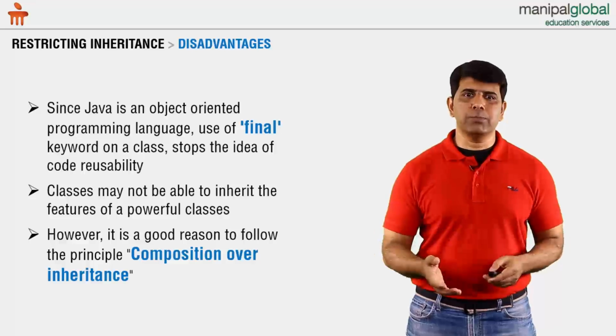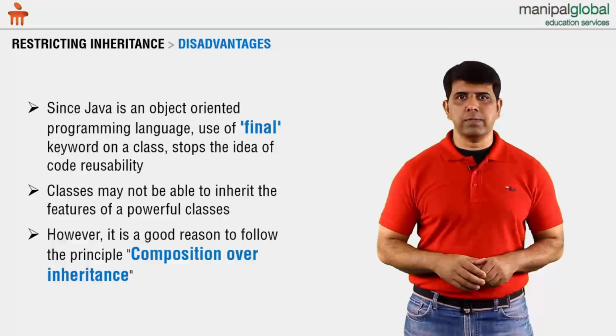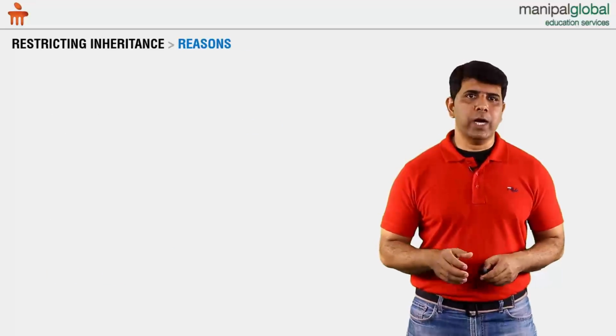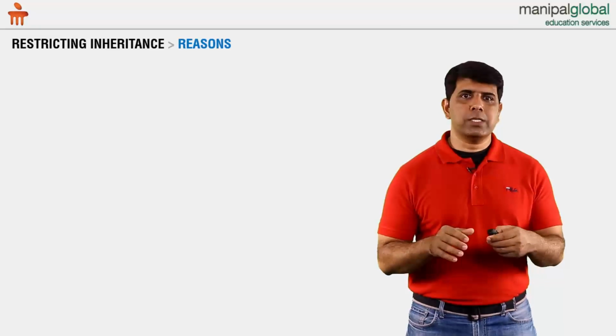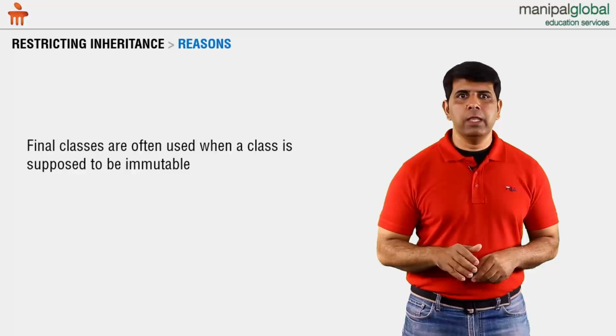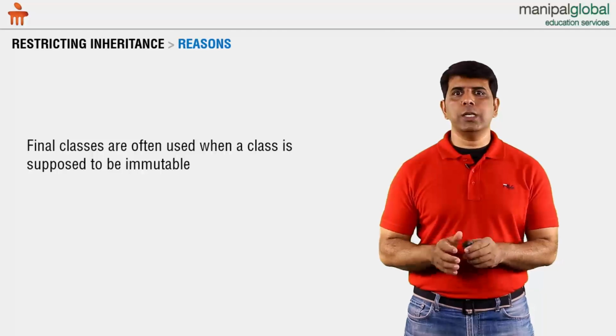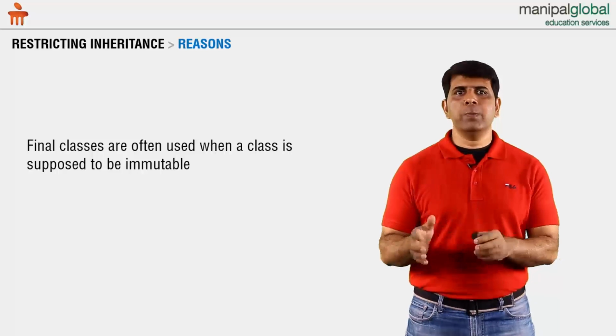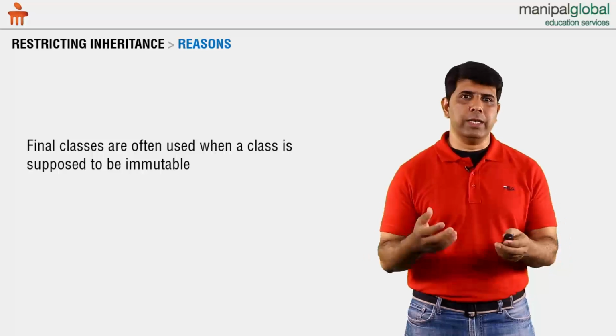So, you prefer to use composition rather than inheritance. Now, what are the reasons? Why do you want inheritance, such a powerful feature, to be stopped? Now, final classes are generally used with a class being marked as or treated as an immutable one.